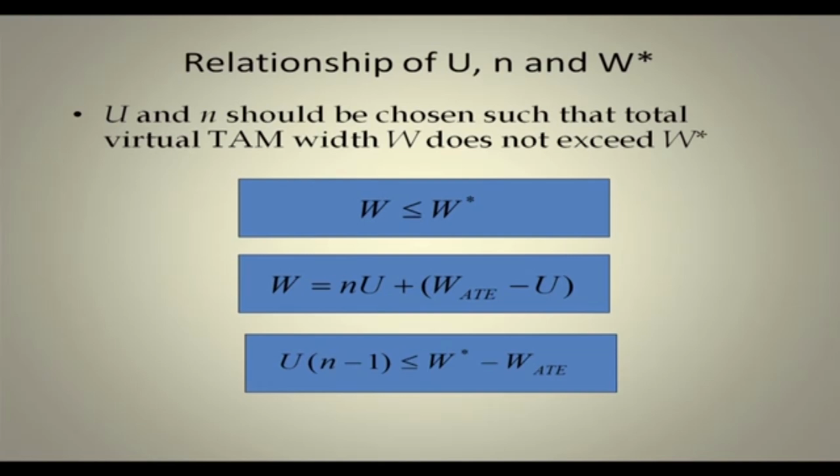If we try to find a relationship between U, n and w star, then U and n should be chosen such that the total virtual TAM width W does not exceed W star, because increasing beyond W star is not going to help. It is not going to decrease the test time for that core anymore. So the virtual TAM width W must be less than or equal to W star, and we know that W is given by the formula n into U plus W ATE minus U, where n is the frequency factor, U is the number of high speed channels, and W ATE minus U gives the number of low speed channels.